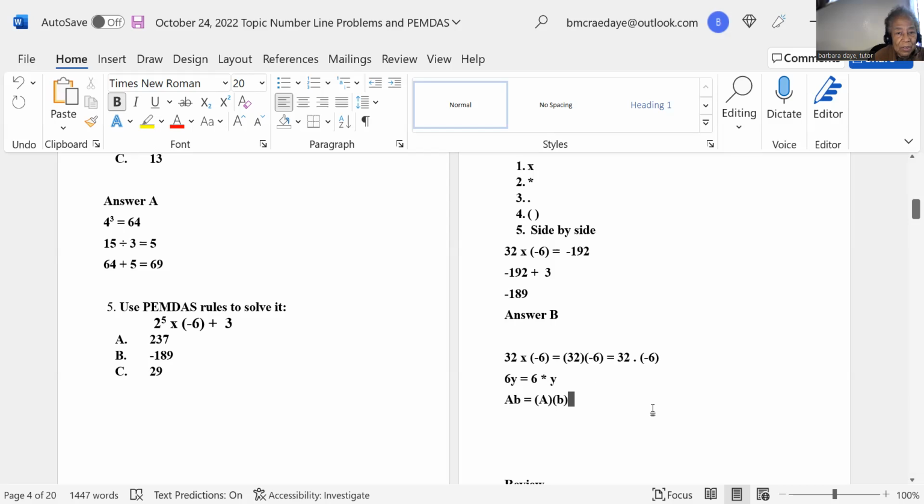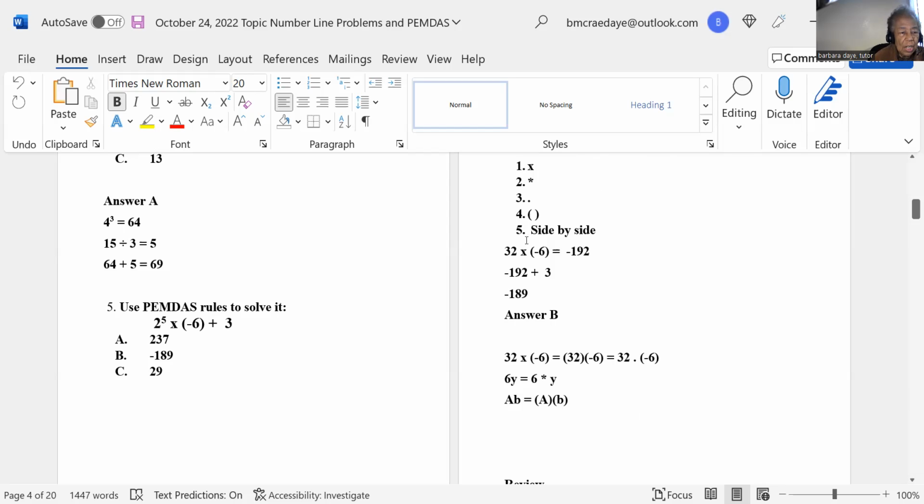But not two numbers, because 66 means the number sixty-six, not 6 times 6. So it has to be a number and a variable, or two or more variables. I'm just simplifying to two, but it could be three variables. It could be ABC. That would be A times B times C. But that's something we'll get into later. I just wanted you to know that these are different ways you represent multiplication.